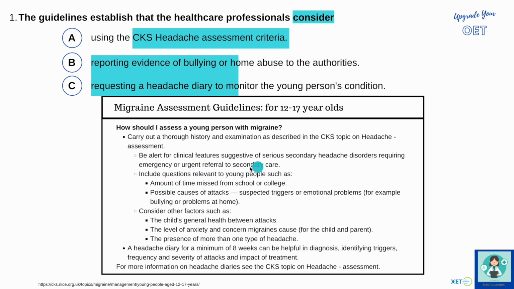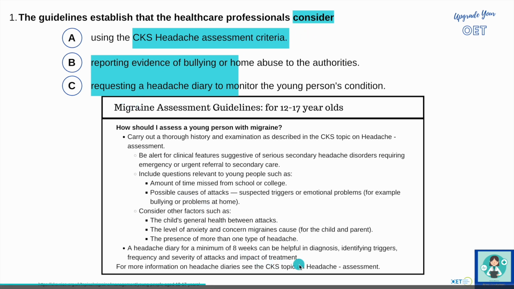So I can just look quickly, see if I can find anything about bullying. Here we go. Include questions relevant to young people. So questions such as amount of time missed from school, possible attacks, suspected triggers, for example, bullying or home abuse, problems at home. Is there anything about reporting it to the authorities? Not that I can see. What about requesting a headache diary? So again, I just scan quickly for diary. Here it is. A headache diary for a minimum of 8 weeks can be helpful in diagnosis. Here we go, can be. So healthcare professionals can consider requesting.